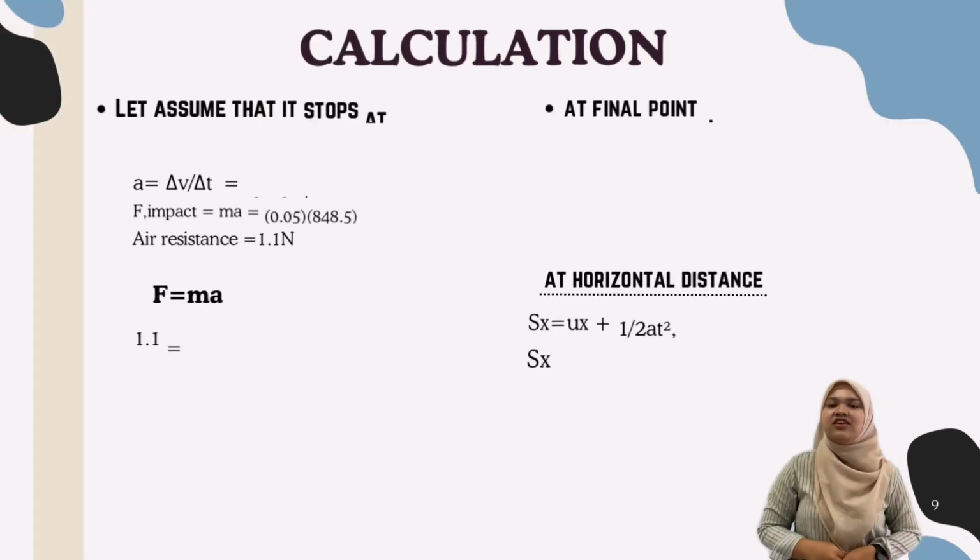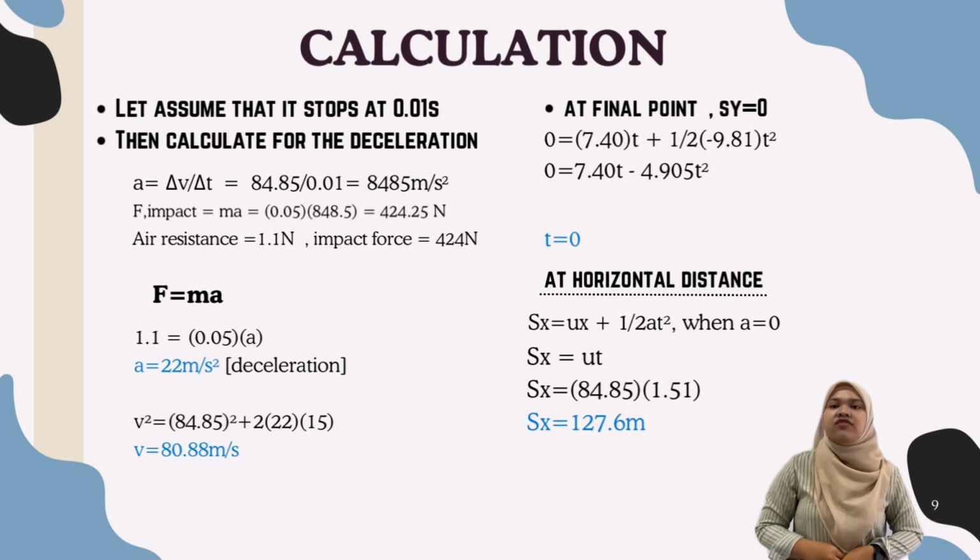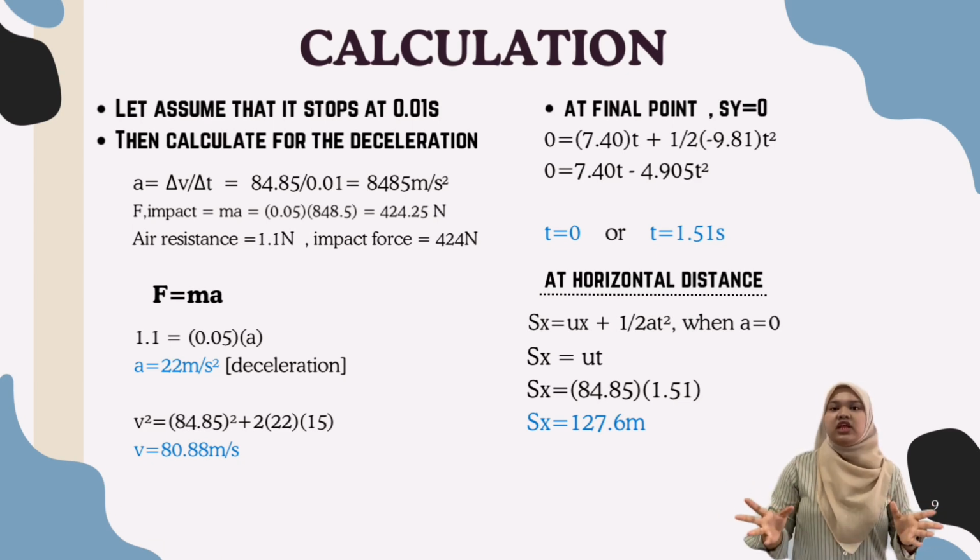The next calculation covers the motion calculation of an object. First, we assume the object stops in 0.01 second and calculate the deceleration, resulting in 8,485 m/s². Using Newton's second law, the impact force is determined as 424.25 newtons. Next, we analyze the vertical motion, solving for the time using the kinematic equation. Finally, we calculate the horizontal distance traveled, resulting in 127.6 meters. In conclusion, this calculation helps us understand the object's motion, deceleration, and the impact force involved.